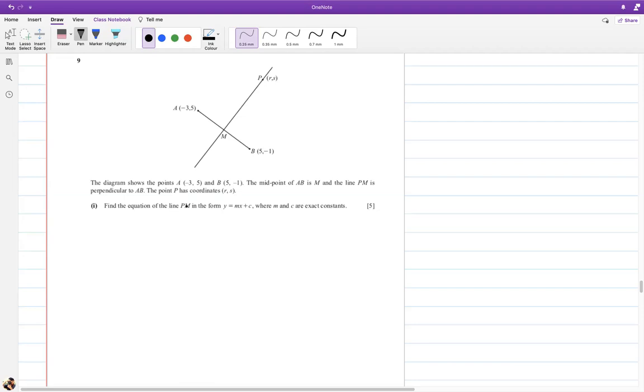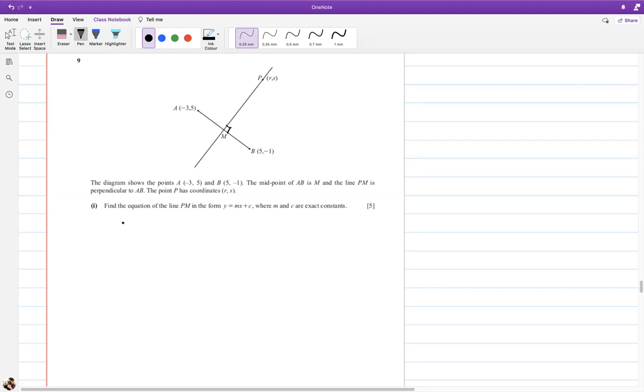All right. The diagram shows the points A and B. We know those points. AB's midpoint is M. Okay, so it's easy to figure out what M is. The line PM is perpendicular to AB. So there's this 90-degree angle there. The point P has coordinates R, S, could be any point. Find the equation of the line PM. All right, so no worries here. We have to find the equation of the normal, which passes through the midpoint. Basically, we're trying to find the equation of the perpendicular bisector.